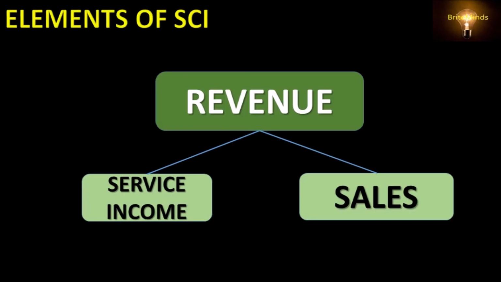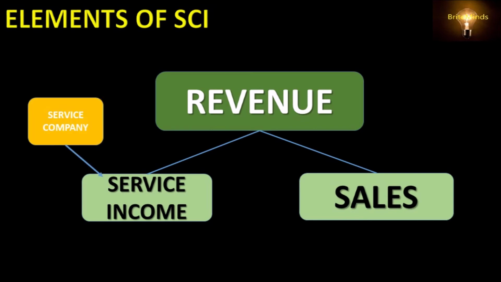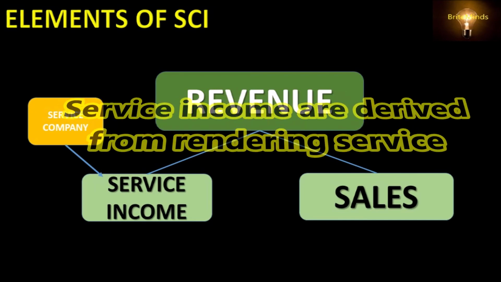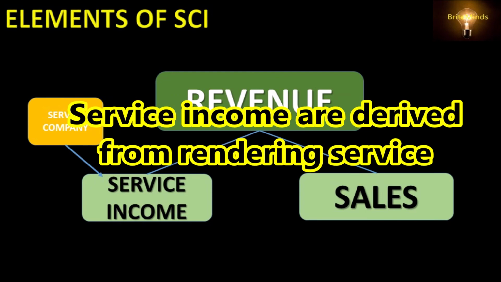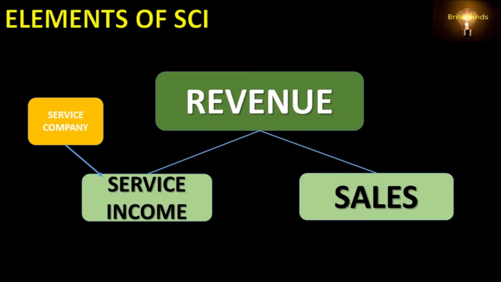There are different accounts under revenues, the service income and the sales revenue. Service income account is generally used to describe revenue from rendering of service, and those providing service are the service companies, for example, law offices, hospitals, or universities. Examples of service income are rent income, professional fee, or tuition fee revenue.